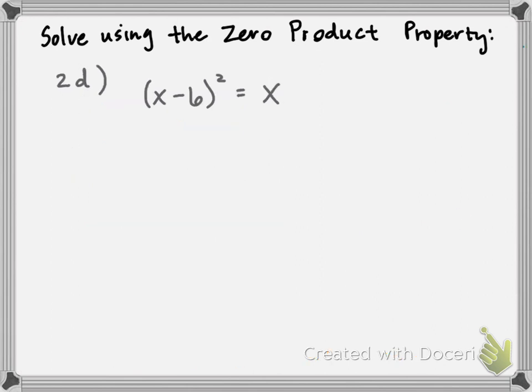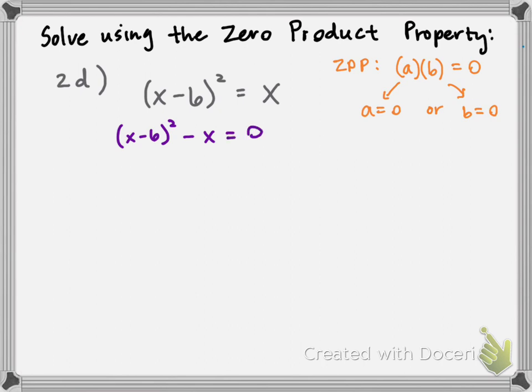Moving on to example 2D. For example 2D, we have (x - 6)² = x. Now again, if we're solving using the zero product property, what do we need to remember? Well, we should have factored form of two things multiplying together to equal 0. If that's the case, then a is equal to 0 or b is equal to 0. So let's rewrite this so that first step, they equal 0. So we have the quantity (x - 6)² - x = 0.